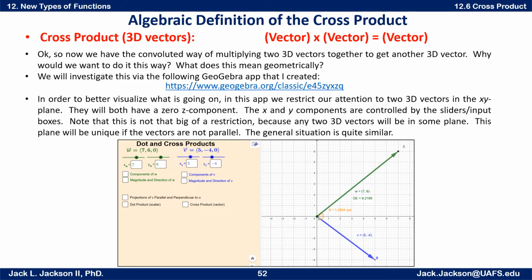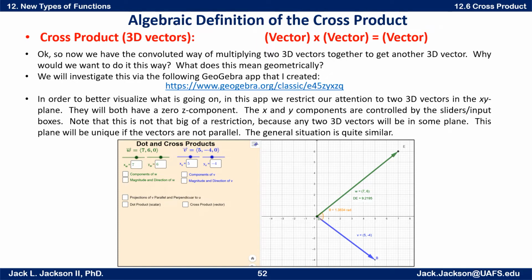So in order to better visualize what's going on, we're going to use this app that I created in GeoGebra. In this particular app, we're going to restrict our attention to two 3D vectors, but these vectors are in the XY plane. You'll be able to control the vectors by these sliders or these input boxes here. But notice they only control the x and y components. The z components are 0. That keeps them down in one xy plane, and that way we can focus our attention on what's happening in that plane. That just makes it easier to see what's going on.